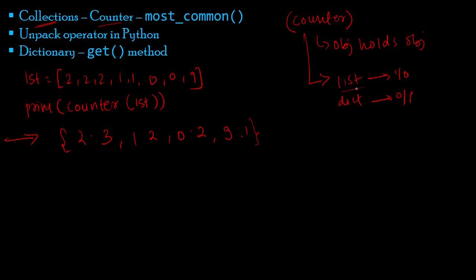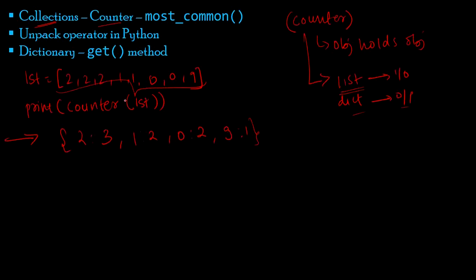As I told you, a list is going to be the input, and a dictionary will be the output. This is how we initialize. You can directly put the whole list in this also, and this is one of the methods. What exactly is Counter? It is a subclass of dictionary, an unordered collection where elements and their respective counts are stored as a dictionary.